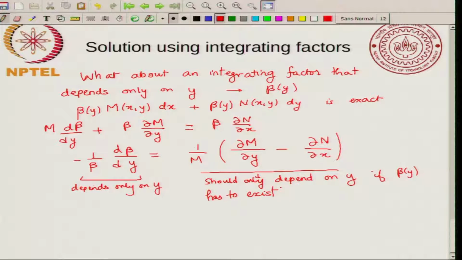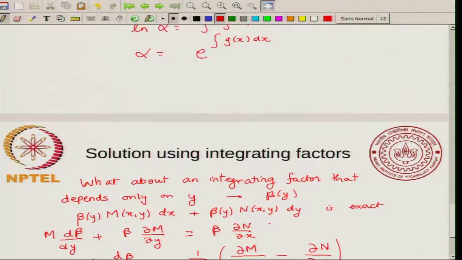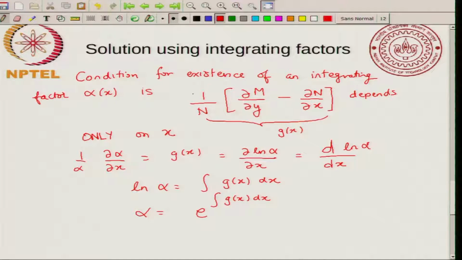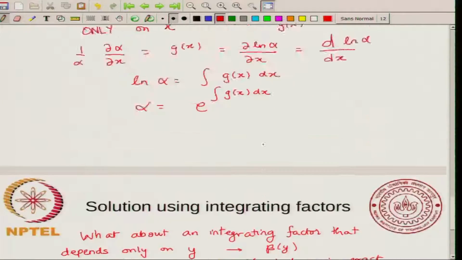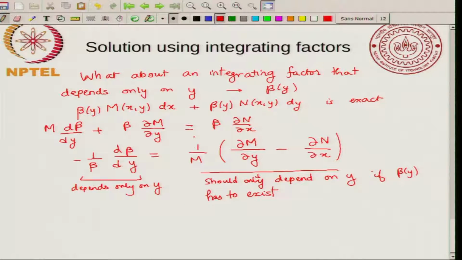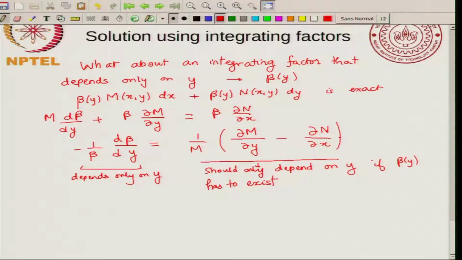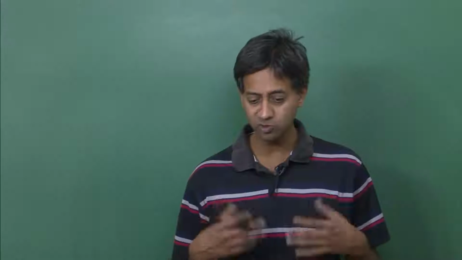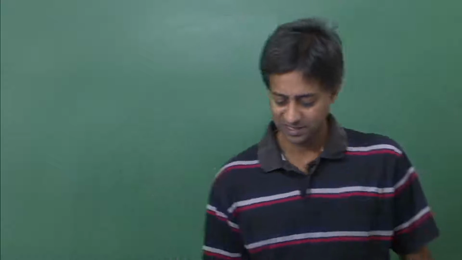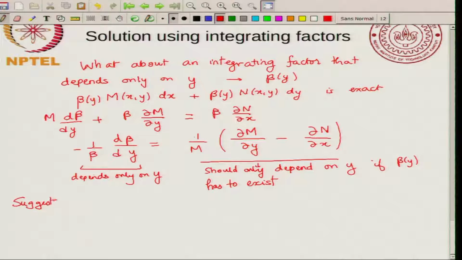So notice, let's just go back to what we did in the case of x. So in the case of x, we had this quantity 1 over n dou m by dou y minus dou n by dou x should depend only on x. Okay. And in this case we have almost the same factor, but instead of n in the denominator we have m in the denominator. So this should depend only on y. So the rest of the factor dou m by dou y minus dou n by dou x is the same. Okay. So what this suggests is a way to look for a suitable integrating factor.